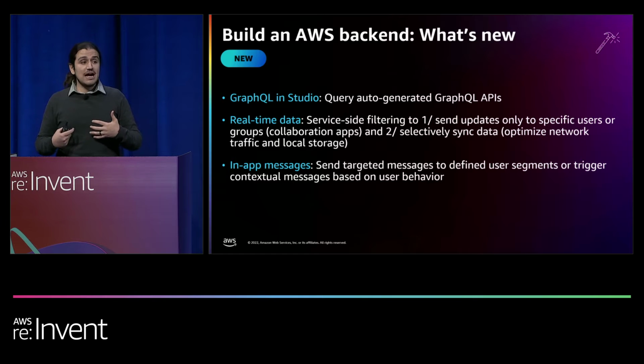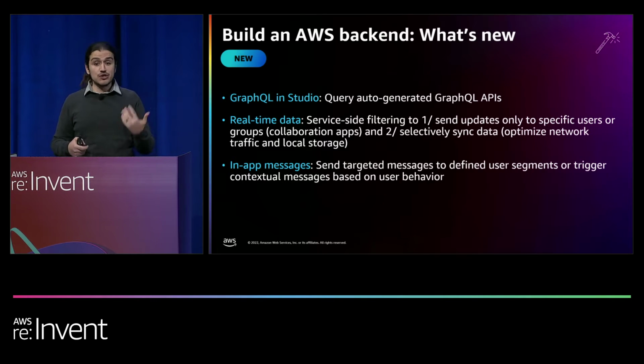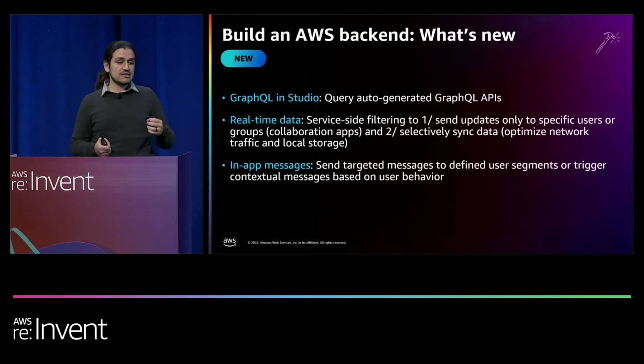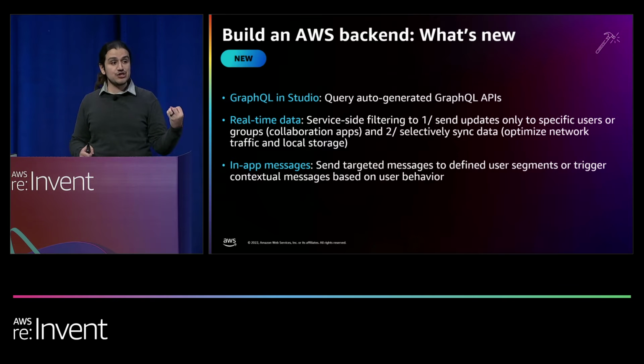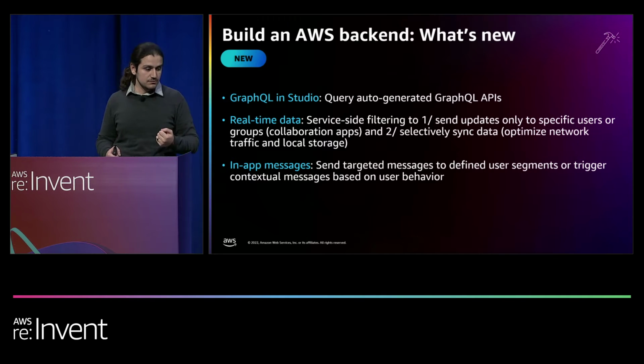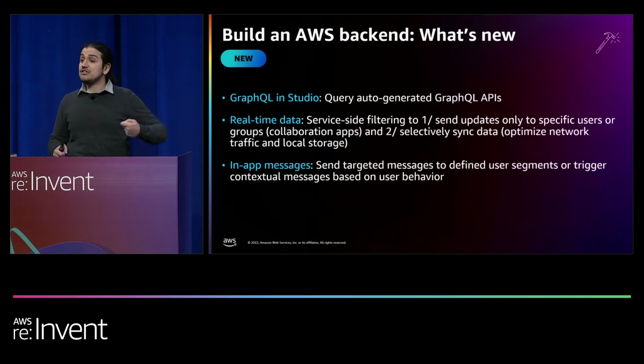Second, we now have a new mechanism for interacting with real-time data, which is called server-side filtering. And using server-side filtering, you have the ability to send updates only to specific users or groups, making it easier than ever to create collaborative sharing types of applications for your content or data. You also have the ability to selectively sync data back to your end-user devices, saving them network traffic or bandwidth, in addition to saving local storage on their devices as well.